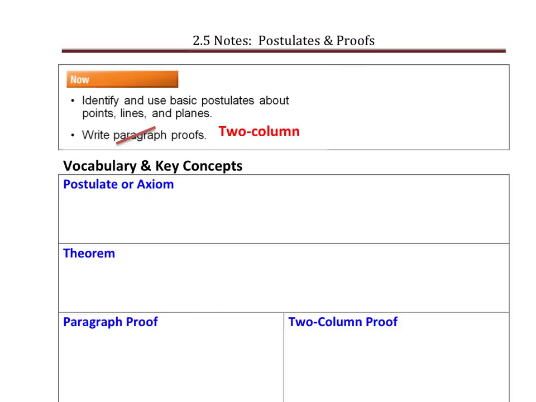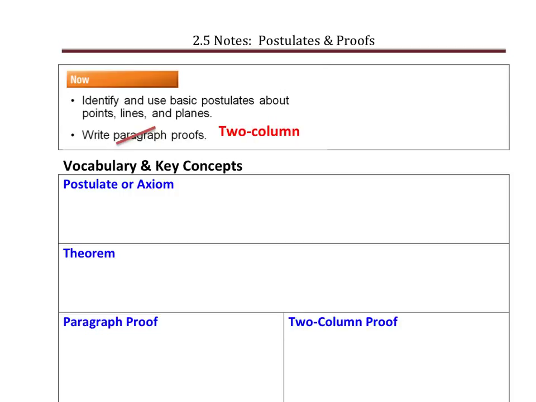Hi everyone, this is the notes and video for section 2.5, which is titled Postulates and Paragraph Proofs, but I'm going to refocus that paragraph proofs on something called two-column proofs. In the past we talked about basic postulates about points, lines, and planes. That is, the undefined terms where the line goes on forever and does not have any thickness, a point has no thickness, and planes go on forever and have no thickness.